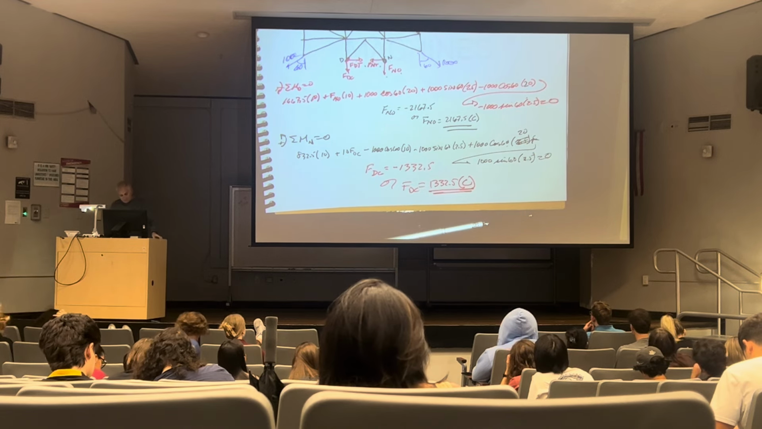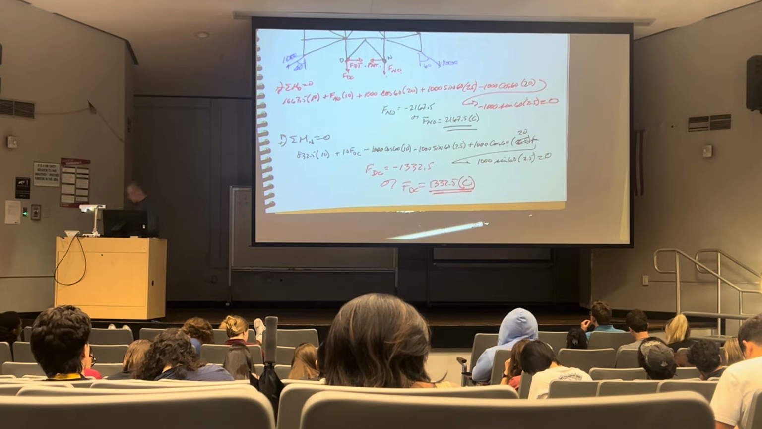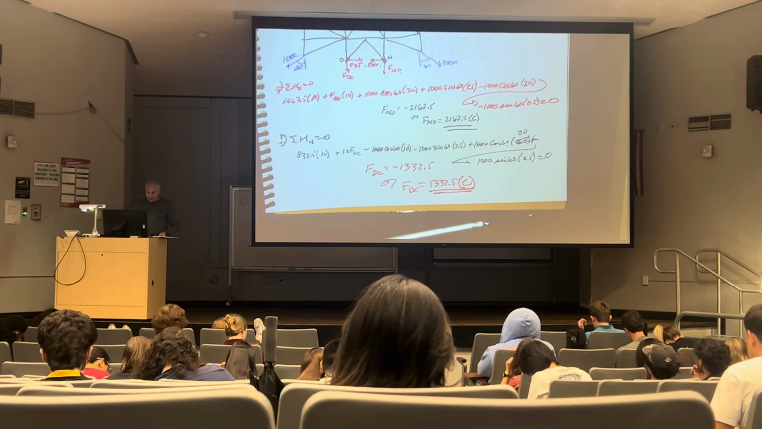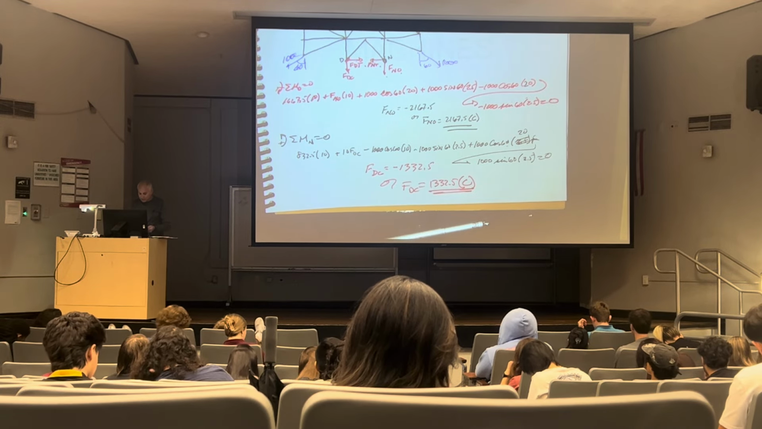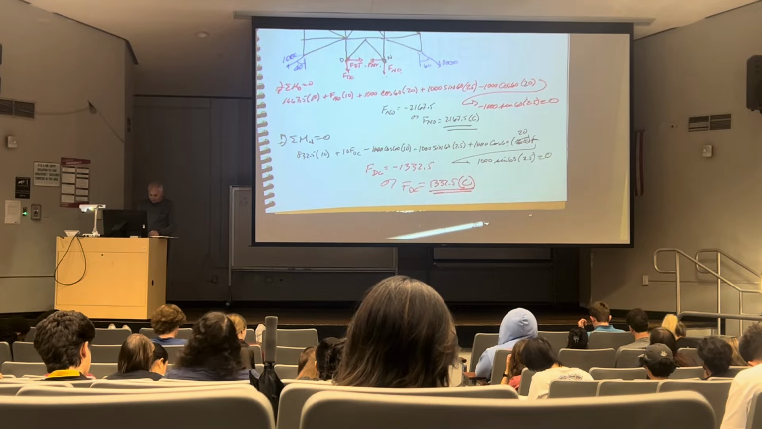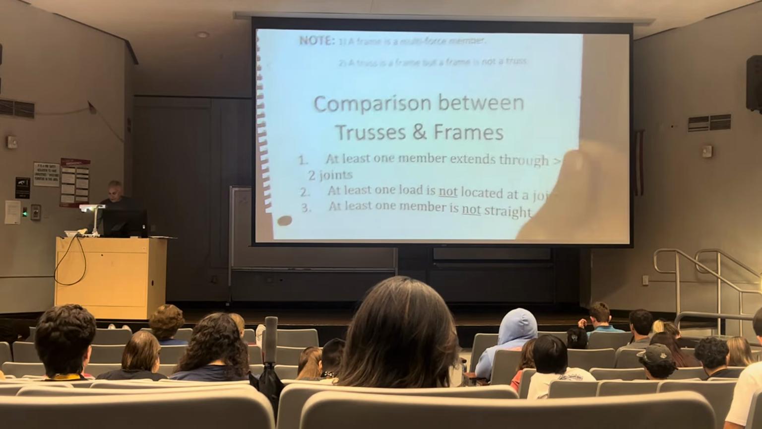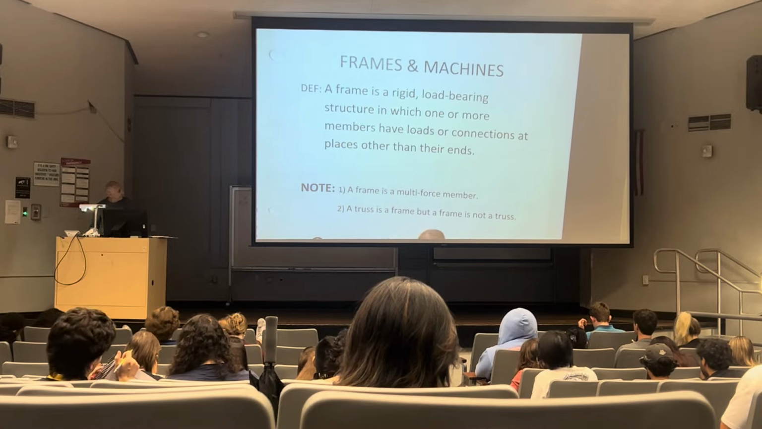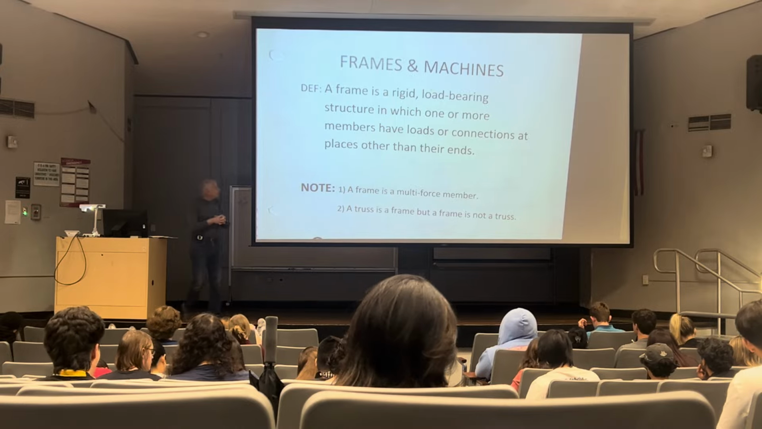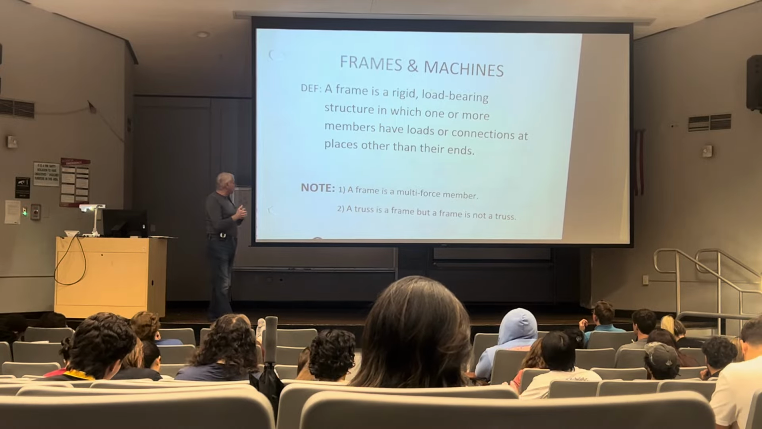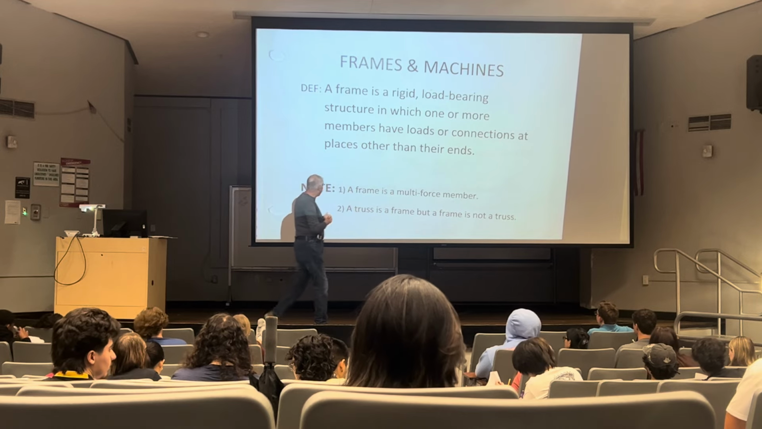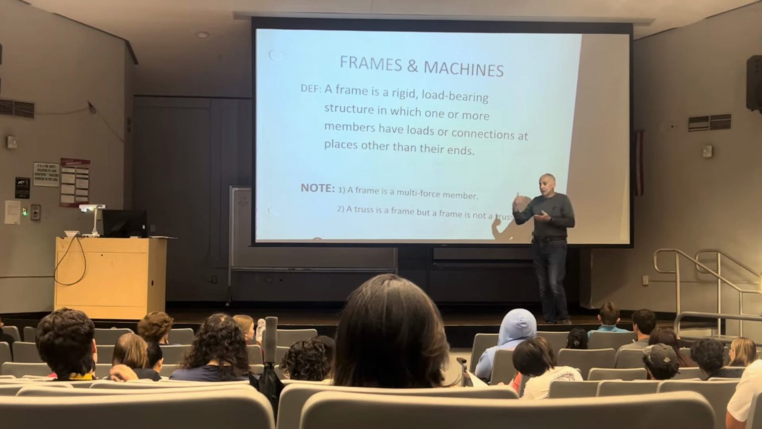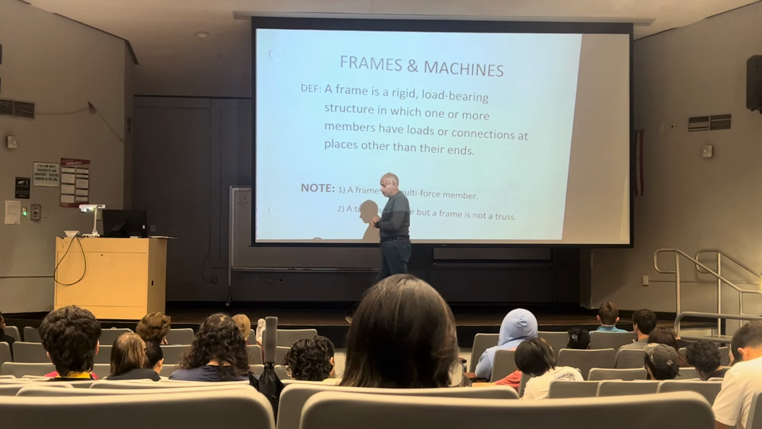All right. That takes care of the first half of chapter 6. The second half of chapter 6 is all about frames and machines. Here you go. Definition, frame. A frame is a rigid, load-bearing structure in which one or more members have loads or connections at places other than their end. What I want you to do is compare and contrast frames to trusses.